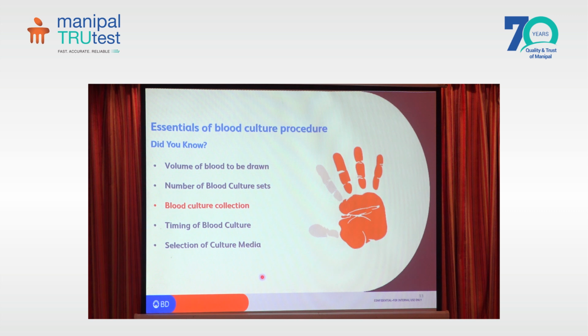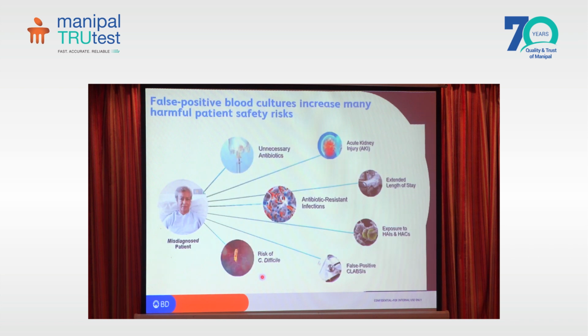Then the third aspect is blood culture collection. Standard precautions must be taken, and strict aseptic conditions should be observed throughout the procedure. Dedicated staff should be present, and a proper blood culture collection tray should be available, especially in the critical care unit. If blood is not collected properly and strict aseptic conditions are not maintained, it might lead to contamination and false positive results.